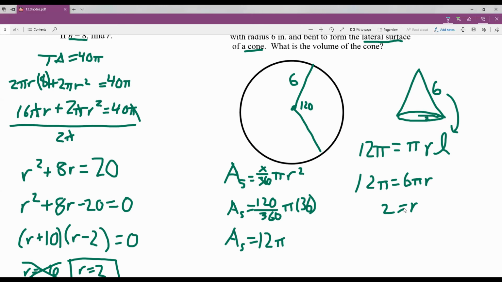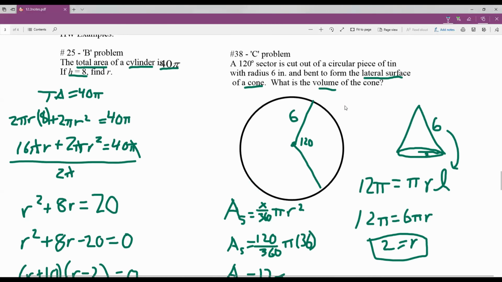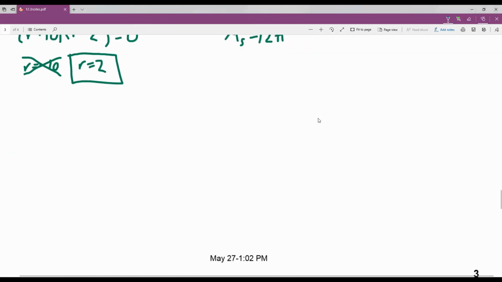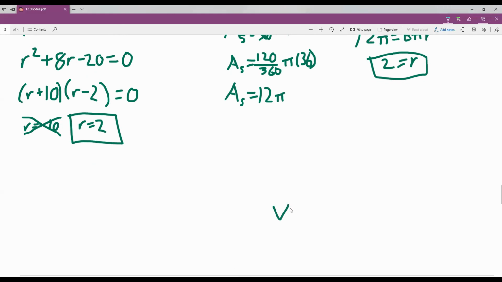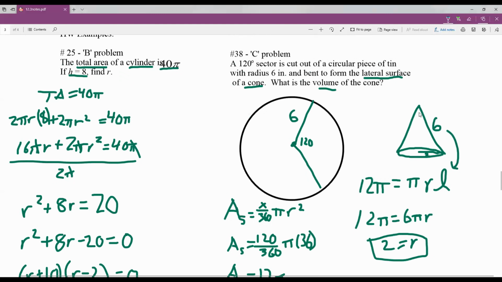So now we have the radius, we have the slant height. We need to find the volume. So let's look up at the volume of a cone. We have 1/3 pi r squared. We need the height is what we need. So I'm going to write right down here, volume equals 1/3 pi r squared height. We need to find that height. So how do you guys suggest we find this height of this cone?